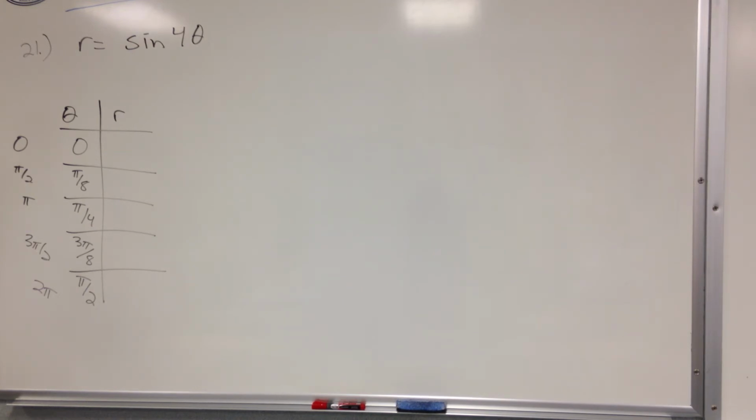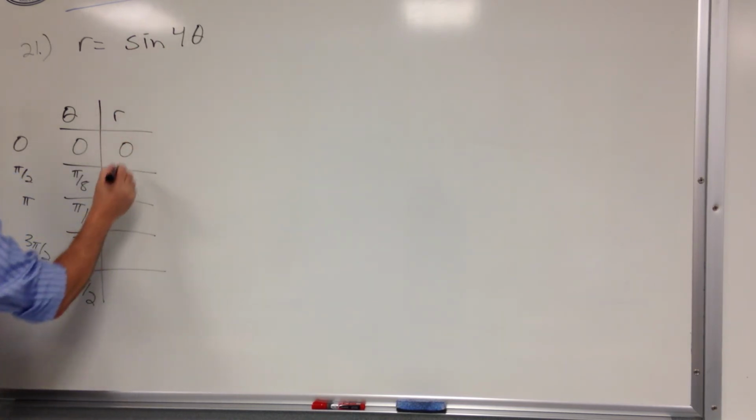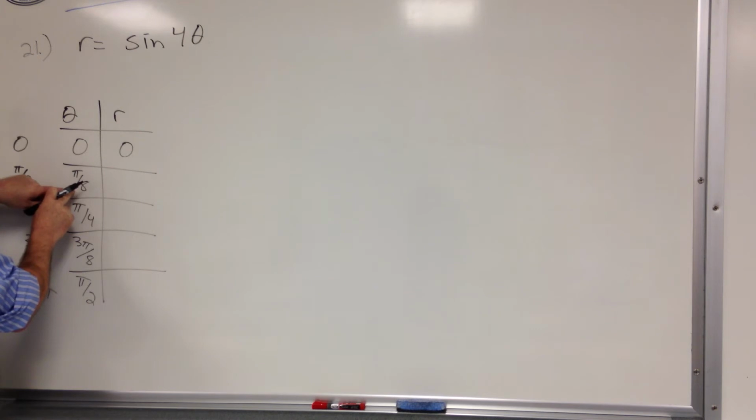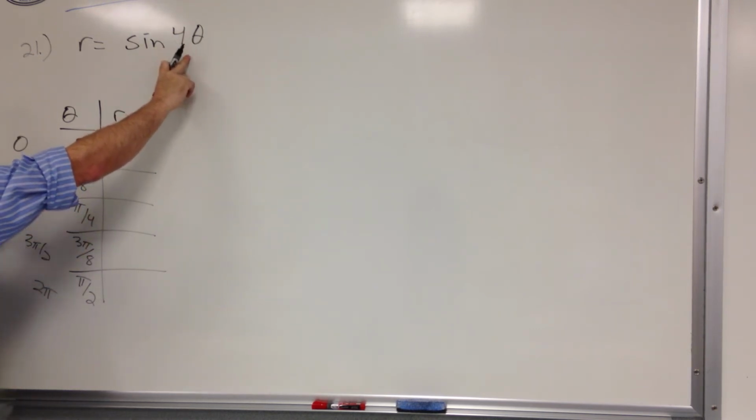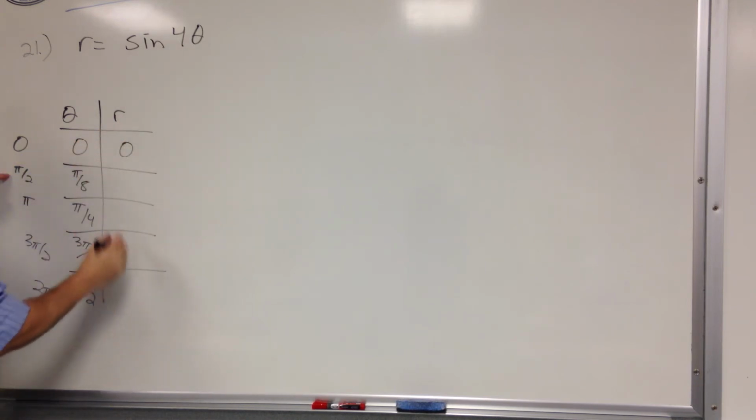Okay. So now we plug these in. Sine of 0 is 0. Sine of pi over 8 times 4 means we're figuring the sine of pi over 2, which is 1.